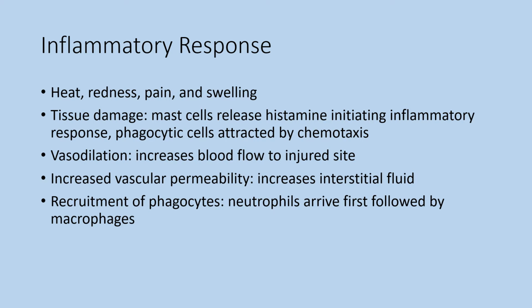So I've mentioned the inflammatory response a few times. What is the inflammatory response? You have four classic characteristics: heat, redness, pain, and swelling. And sometimes you have temporary loss of function. There's tissue damage that has occurred. You cut yourself, whatever that initial injury was. What's going to happen is that mast cells come into the site and they're going to release histamine. Histamine helps to initiate the inflammatory response. The histamine releases chemicals that attract phagocytic cells.